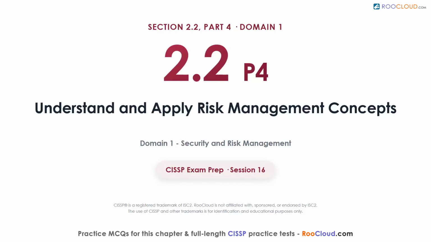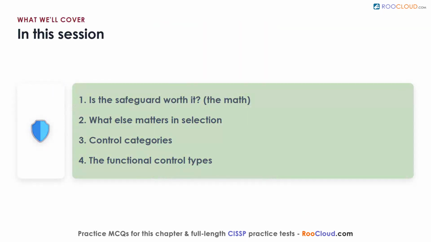Welcome to Section 2.2, Part 4. This is the 16th session of the CISSP exam prep series. This part continues risk management by getting into the math and the taxonomy of controls. In this session, we'll make safeguard selection concrete.